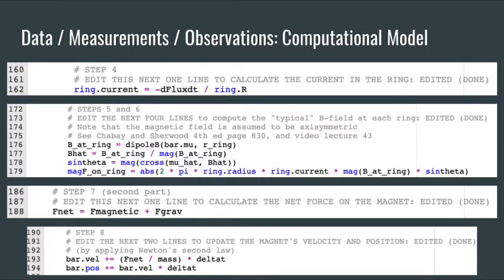Then, I defined the gravitational force, which only acts in the y direction. After that, I defined the ring current and then used it to calculate the magnetic force on the current loop due to the bar magnet using Faraday's law. Finally, I calculated the net force on the bar magnet and used it to update the magnet's position and velocity in the model.